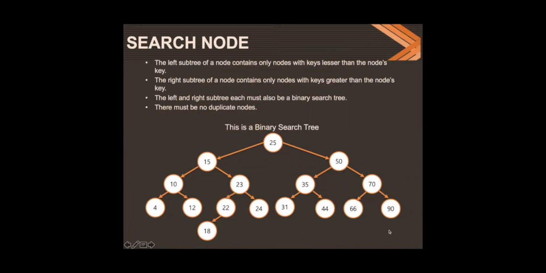Search node. The left subtree of a node contains only nodes with keys lesser than the node's key. The right subtree of a node contains only nodes with keys greater than the node's key. The left and right subtree each must also be a binary search tree. There must be no duplicate nodes. This is the binary search tree.